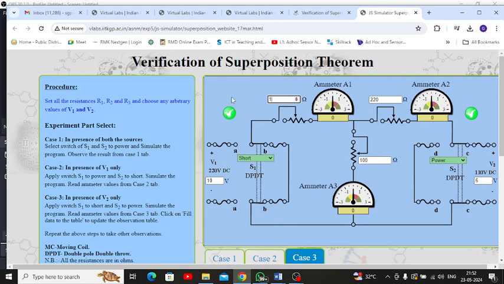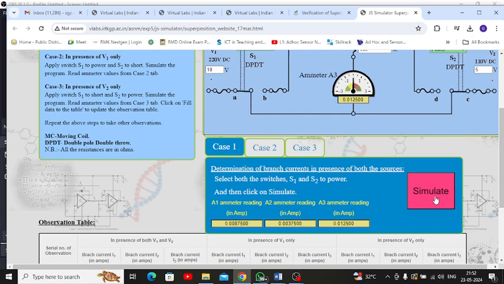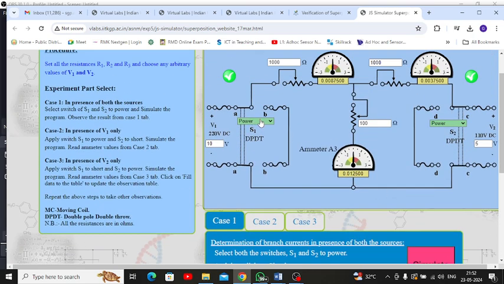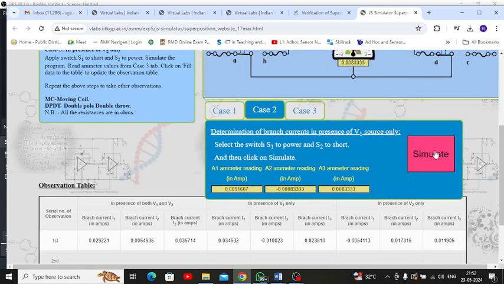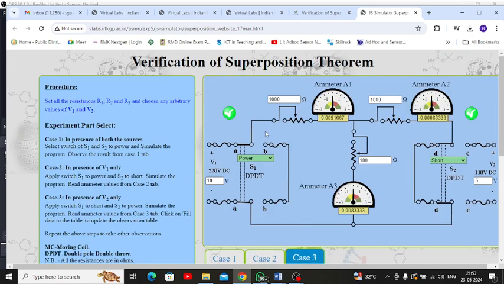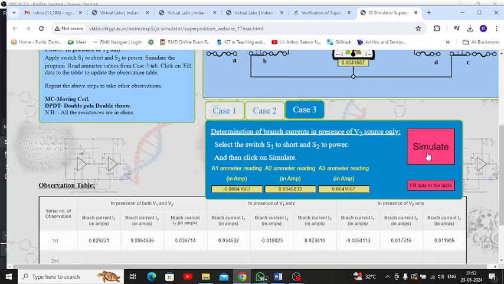We can repeat the same experiment by changing the resistance values, conducting it virtually. This is case 1. In the second case, this source is made to power and this source is made to short. Keeping case 2, simulate. Next, case 3: this is short and this is made to power. Simulate and fill the data into the table.